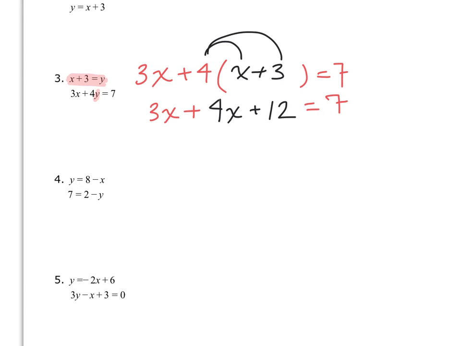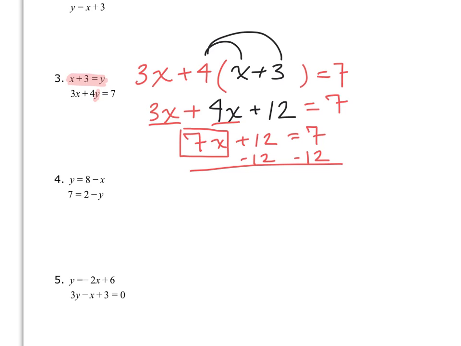Now I can combine like terms. I have like terms here. I have 3x and 4x, which gives me 7x plus 12 is equal to 7. Then to get x by itself, I'm going to do the inverse and subtract 12 from both sides. So now I have 7x is equal to negative 5. So 7x is equal to negative 5.